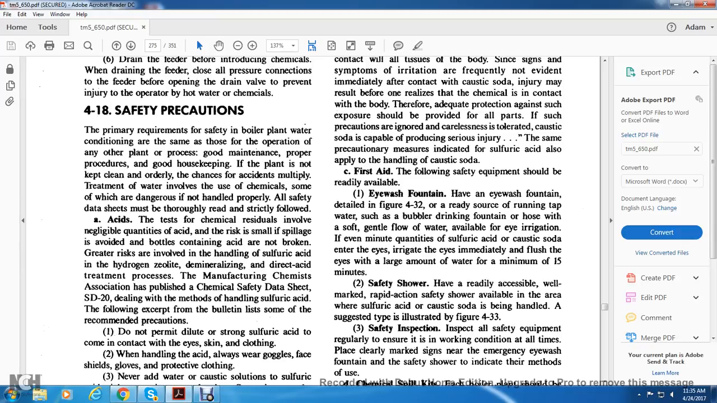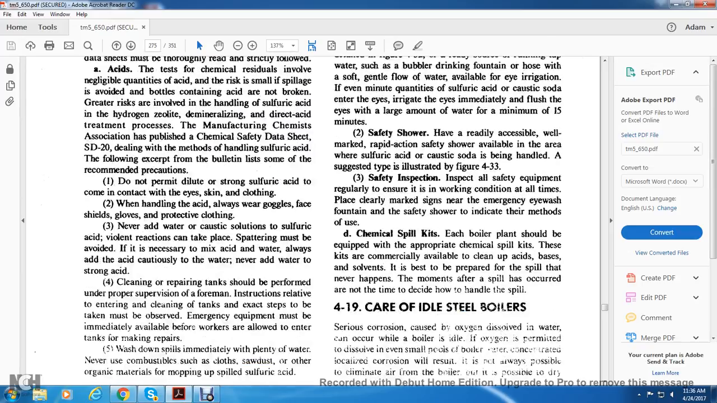Acids. The test for the chemical residual involves negligible quantities of acid, but care should be taken to avoid slippage and to make sure the bottles containing the acid are not broken. Greater risk is involved with the handling of sulfuric acid in the hydrogen zeolite and demineralizing direct acid treatment processes. The Manufacturing Chemists Association has published chemical safety data sheet SD-20 dealing with the methods of handling sulfuric acid. The following excerpts from the bulletin list some of the recommended precautions.